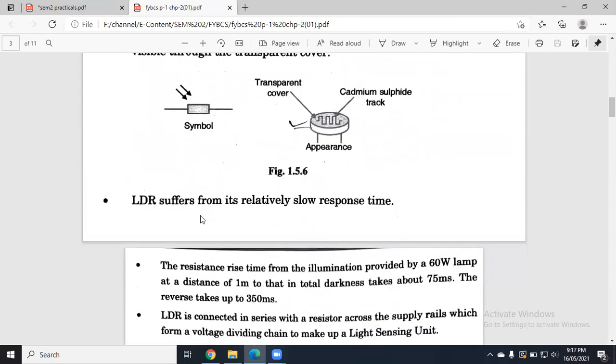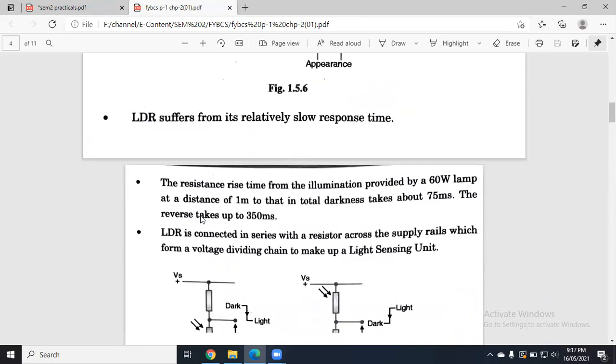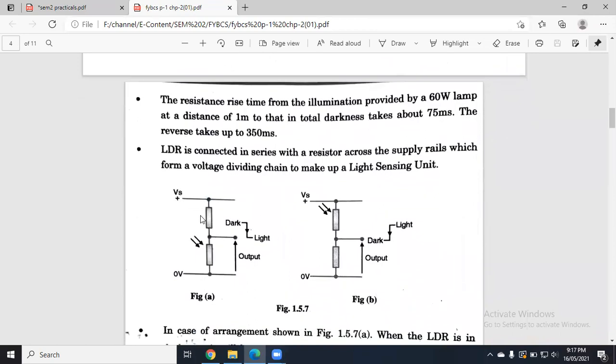The next point is, LDR suffers from a relatively slow response time. So basically its response time is very slow. Now what is response time? Whenever we apply an input, it will take some time to produce the output. In this case, whenever we strike light on the cadmium sulfide track, it will take some time to react, so it will take some time to change its resistance. The resistance rises from the illumination provided by a 60-watt lamp at a distance of 1 meter to that in total darkness in about 75 milliseconds. The reverse takes up to 350 milliseconds.